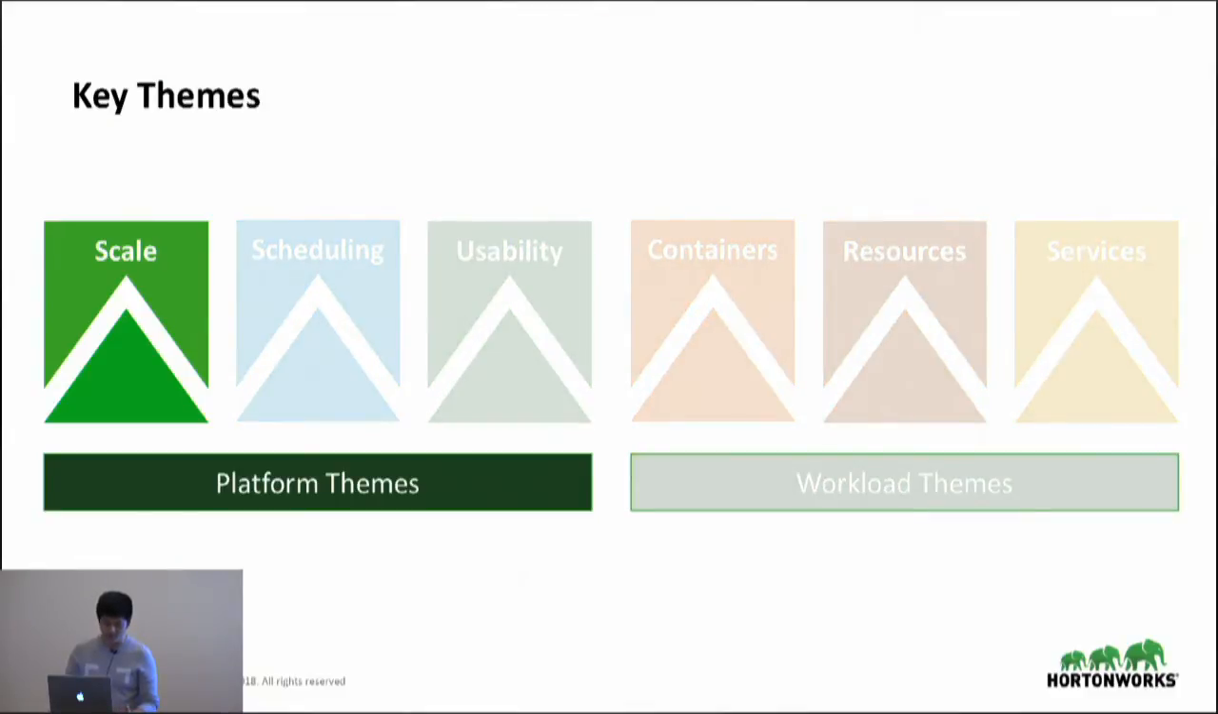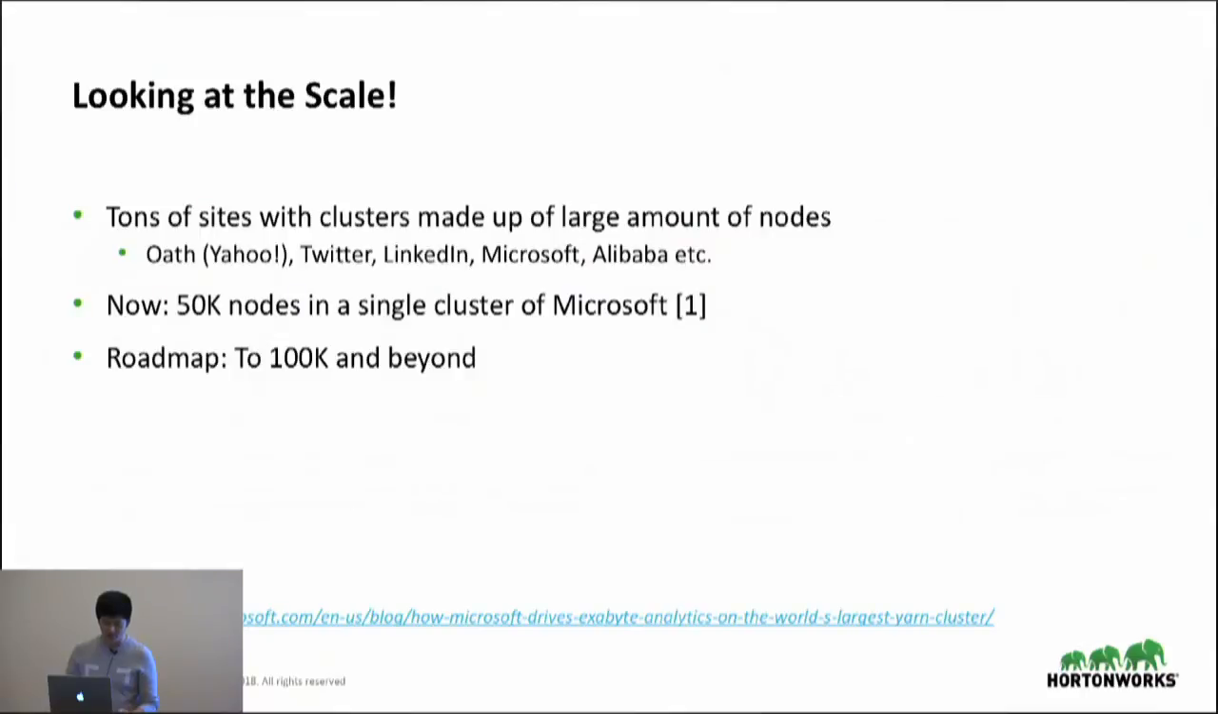When we look at scale, the first thing is that tens of the clusters are made up of a large number of nodes. We list some of the companies here. They are technical giants within the industry, and they have very large single clusters with a lot of nodes. One example is that Microsoft has 50K nodes in one single cluster. That's very fresh data from their latest blog post.